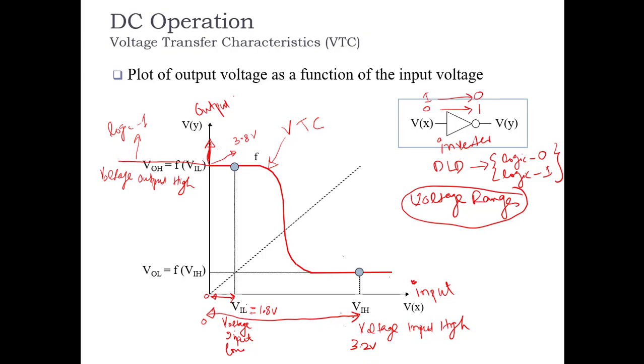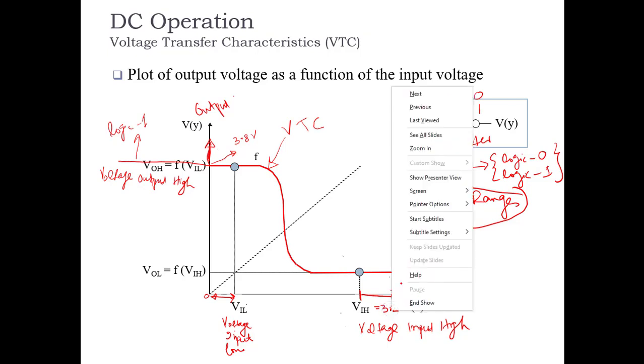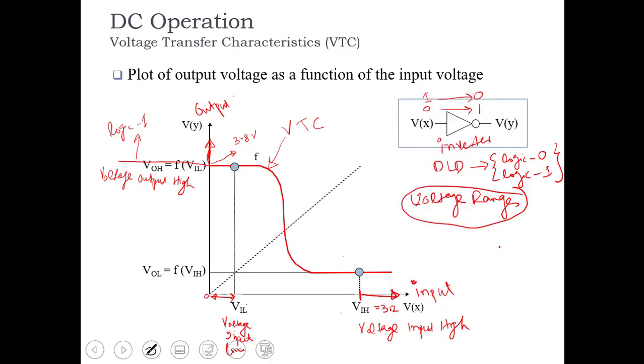Sorry. Let me correct this. If I want to give an input of logic 1 to my NOT gate, it should be here, above VIH. Let's consider VIH to be 3.2 volts. So any input above 3.2 volts will be considered a logic 1.